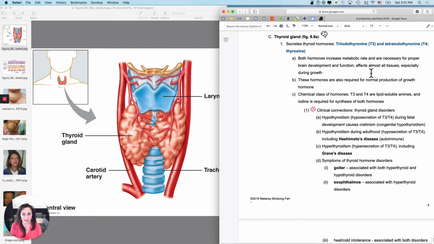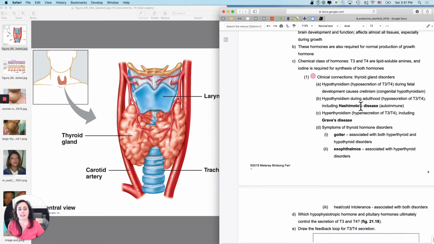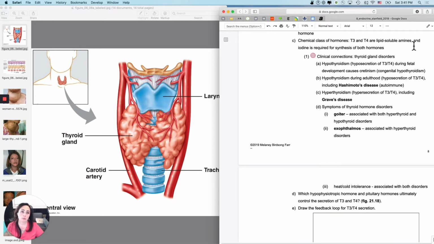And the other thing that's true is if you do not have adequate levels of these, you will not make growth hormone. Because before you commit to growth, let's just say that you make a check in the bloodstream to see if you have adequate levels of these metabolic hormones before you commit to something extra like growth. Okay, so growth hormone requires adequate levels of T3 and T4. So the chemical class of hormones, these two are the lone lipid-soluble amines that you learn, and that's what goes in the chemical class column. And iodine is, of course, required for the synthesis of both of these hormones.